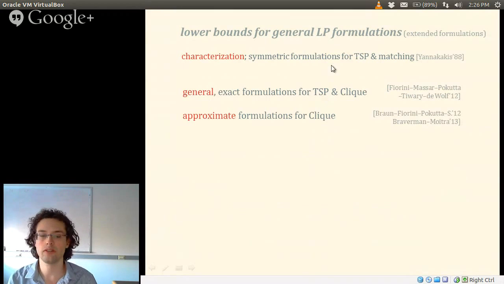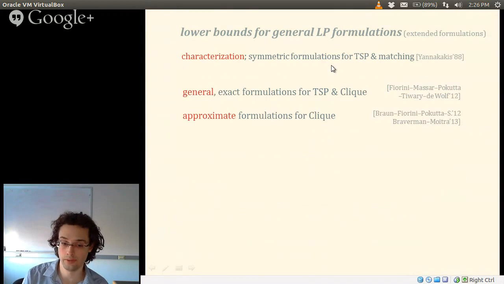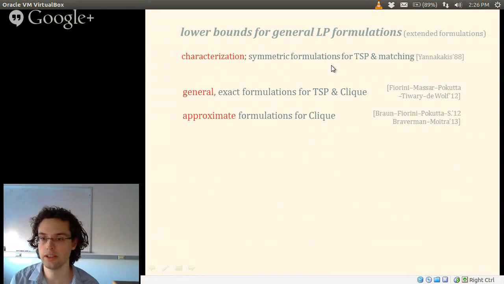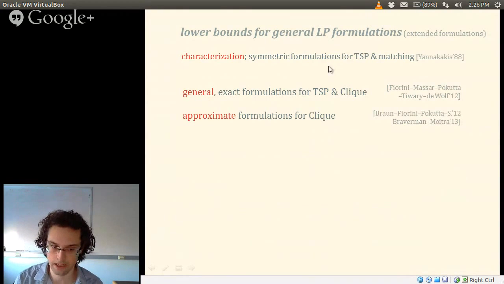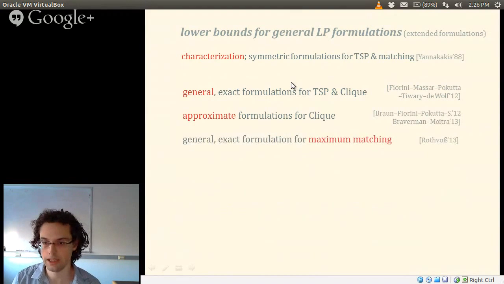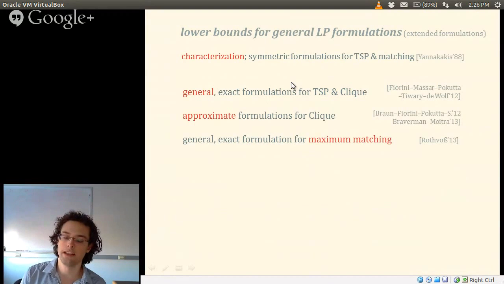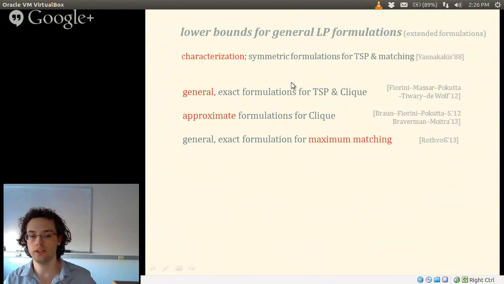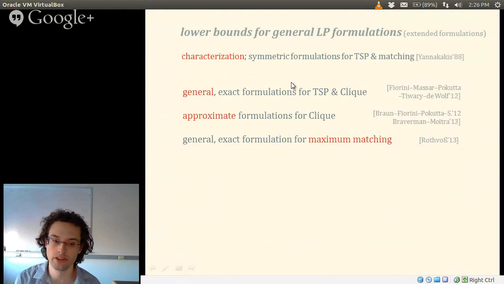Now, all these results were for the case that you want to solve these problems exactly. For these optimization problems, it makes sense to consider that you want to solve them approximately, and so you can also extend some of these lower bounds to the approximate case, in particular for clique. And very recently, Rothvoss showed that the maximum matching problem, even though it's a problem that you can solve in polynomial time, requires exponential size LP relaxation to solve it exactly, even if you consider non-symmetric relaxations.